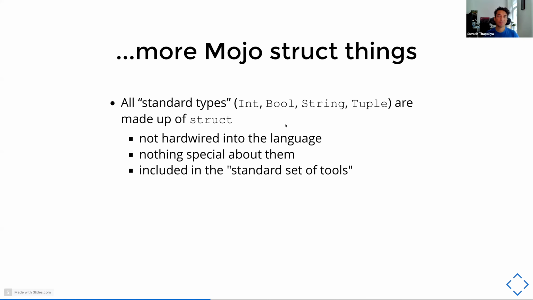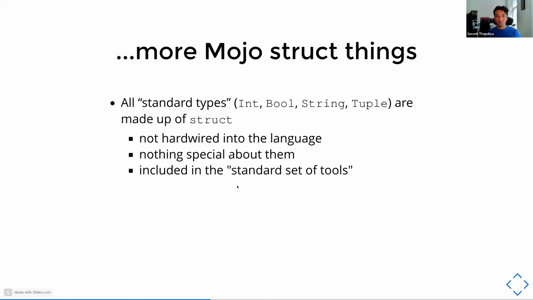More struct things: all standard types in Mojo are made up of structs. This is, I think, more of a language nerd-out sort of thing: is it truly the foundational concept if you cannot build everything on top of it? Because when you look at languages, they choose to implement some things as built-in and some things on top of it. Apparently in Mojo, the basic block is a struct, and int is a struct under the hood, bool, string, tuple, they're all structs.